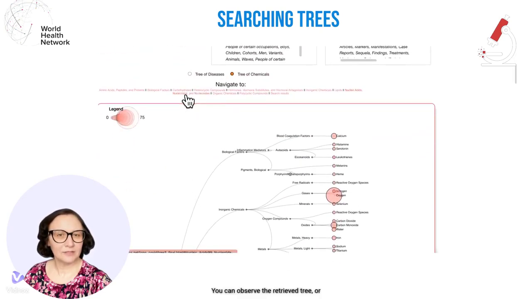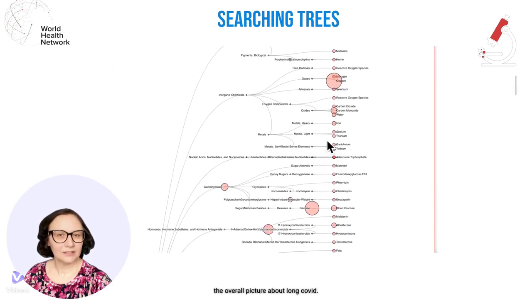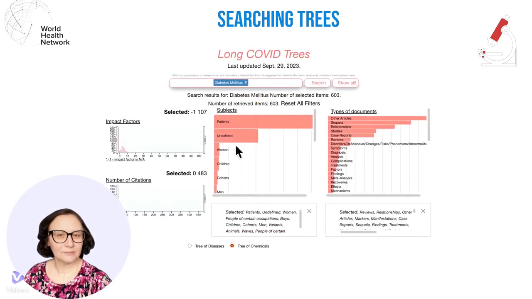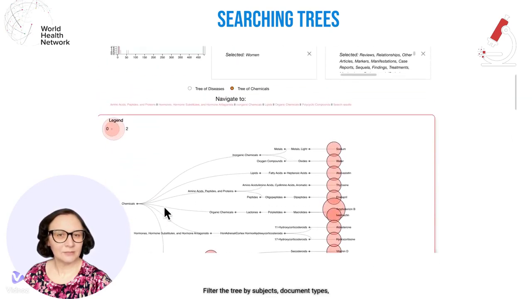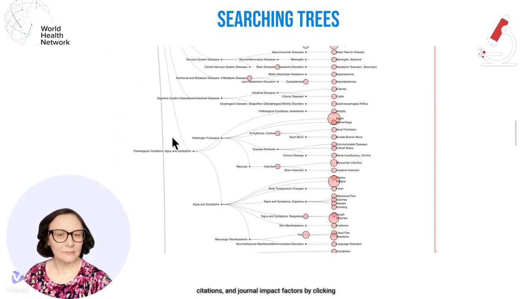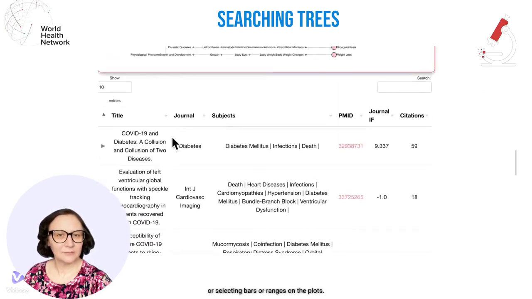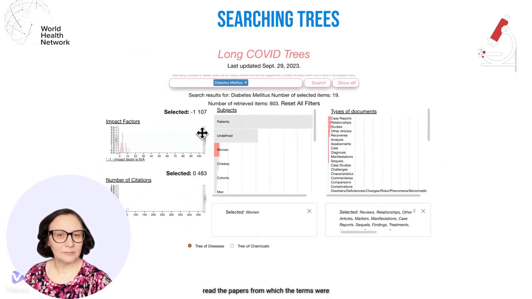You can observe the retrieved tree, or study the top-level categories to understand the overall picture about long COVID. Switch to the chemical tree and observe its structure. Filter the tree by subjects, document types, citations, and journal impact factors by clicking or selecting bars or ranges on the plots. At the bottom of the screen, you can read the papers from which the terms were derived.